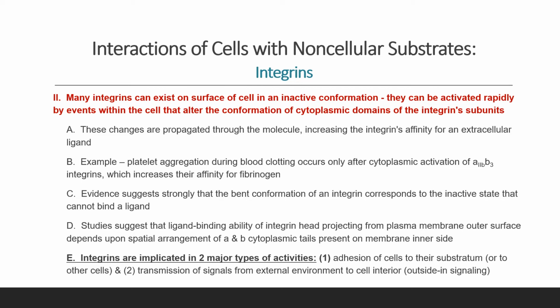Many integrins can exist on the surface of a cell in an inactive conformation. They can be activated rapidly by events within the cell that alter the conformation of the cytoplasmic domains of the integrin subunits. The changes are propagated through the molecule, increasing the integrin's affinity for extracellular ligand. For example, platelet aggregation during blood clotting occurs only after cytoplasmic activation of alpha-IIb beta-3 integrins, which increases their affinity for fibrinogen.